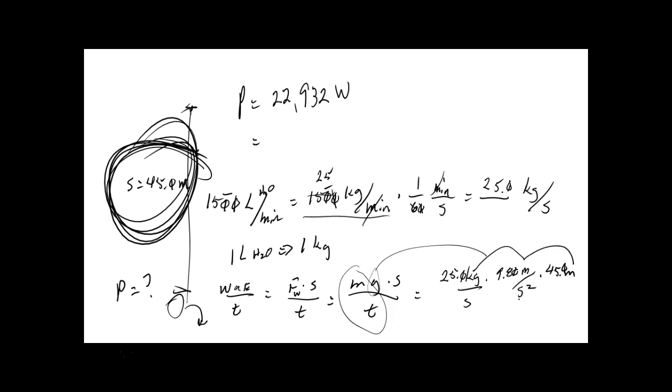This is 22,932 watts. What is a kilowatt? A kilo anything is? It's how many watts? Not 1 watt, because they're different units. A kilo means 1,000. So if this is 22,932 watts, this would be how many kilowatts? Just move the decimal 3 places.